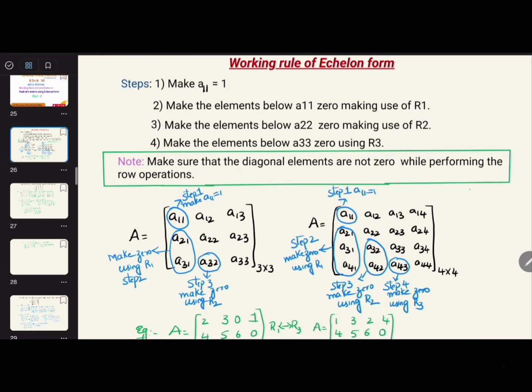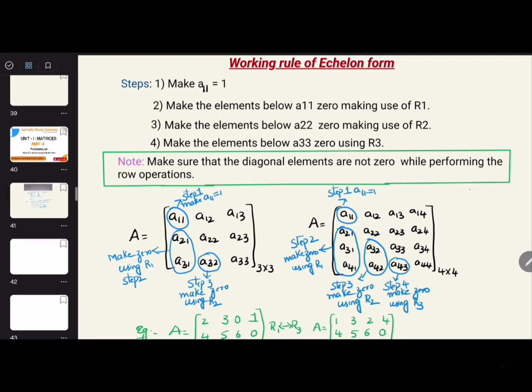So what is the first step? We should make a11 equal to 1, and in the second step we have to make the elements below a11 zero. For that we should make use of R1. The third step is we have to make the elements below a22 zero by making use of R2, and the last step is we should make the elements below a33 zero using R3. And you have to make a point here: we have to make sure that the diagonal elements are not 0 while performing the row operations. If the diagonal elements are 0, we cannot perform any row operations. Okay, is that clear, students?